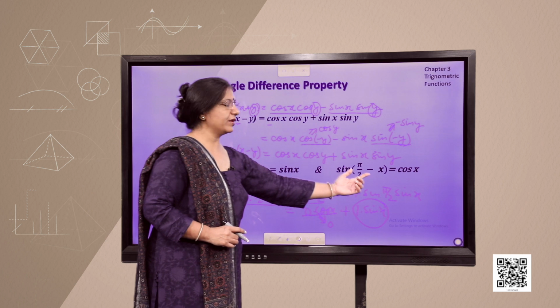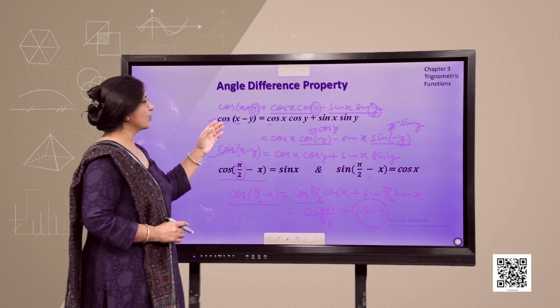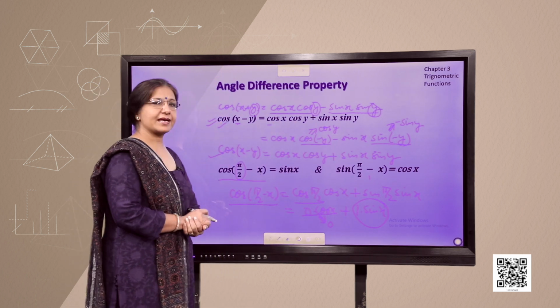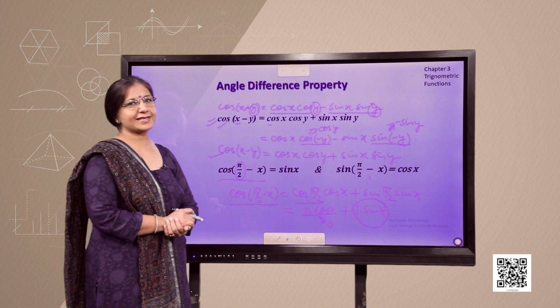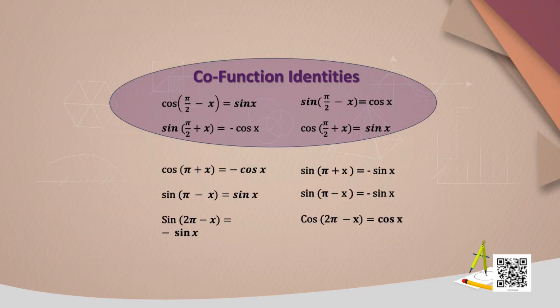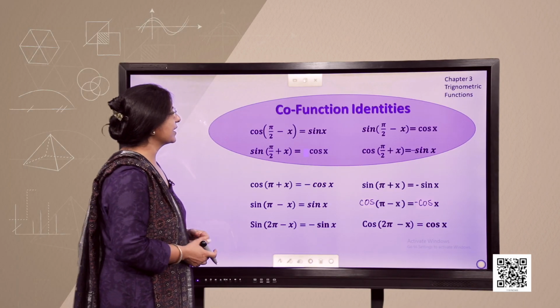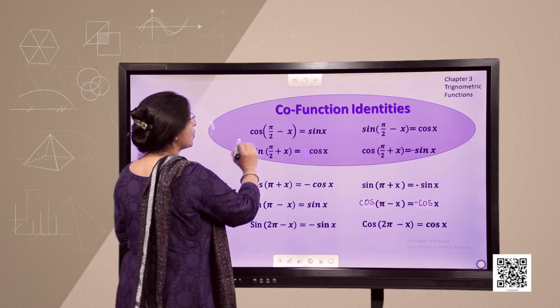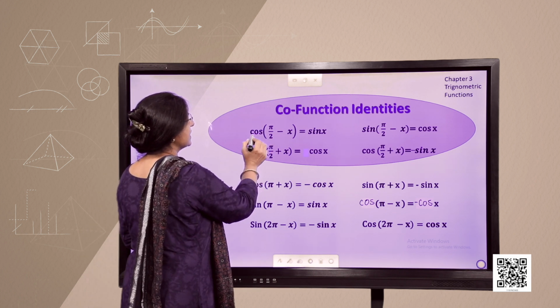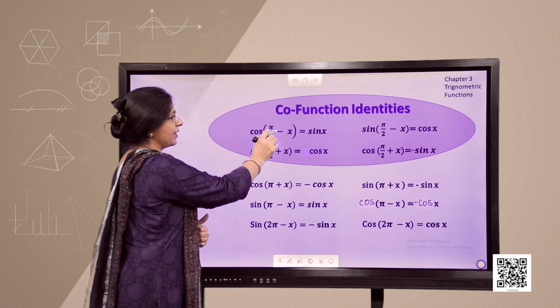Similarly, we can do it for sin when we will prove the formula for sin(x-y) or sin(x+y). Now, what are cofunction identities? We have already proved cos(pi/2 minus x) is equal to sin x, and similarly we can do others. These are called cofunction identities because you can see cosine is the complement of sine.